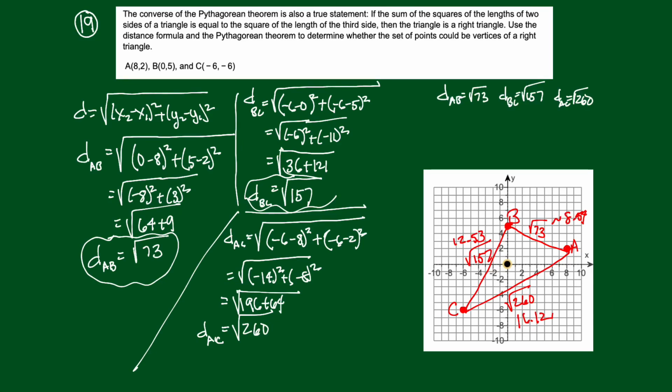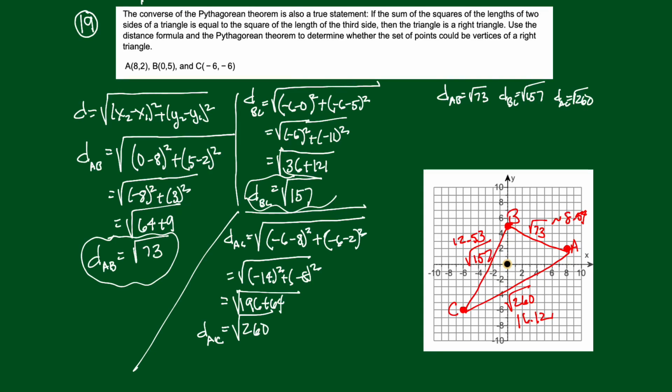Now here's what I'm going to do. I'm just going to rewrite these numbers over here. So the distance between A and B is that square root of 73. The distance between B and C is that square root of 157. And then the distance between A and C is that square root of 260.